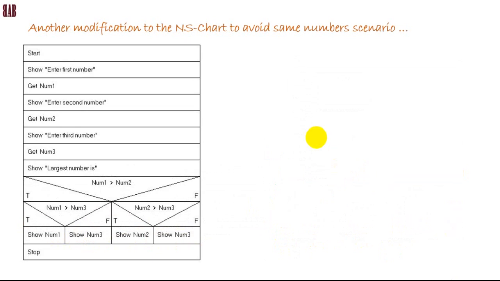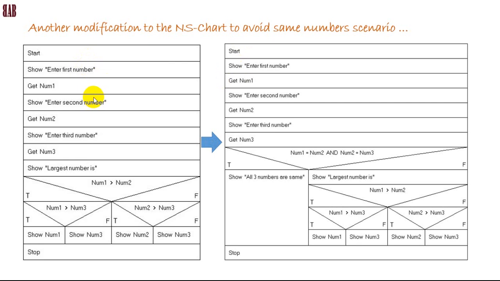Now, another slight modification I'm going to show. This time, as we saw in the last dry run, when we entered 333, it printed 3 as the largest number. Suppose somebody says, I don't want that to happen. If all the numbers are the same, don't show the largest out of them. Just say they are all the same, instead of deciding which one is large and showing the same number again. So I can modify this NS chart to something like this.